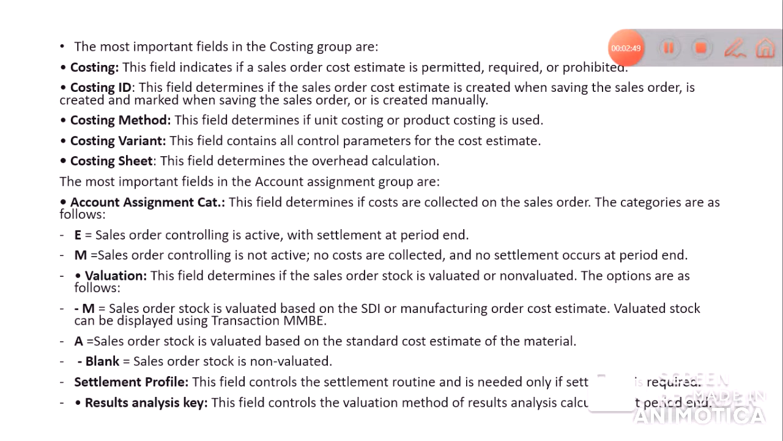The most important fields in the account assignment group are as follows. Account assignment category: this field determines if costs are collected on the sales order. E, sales order controlling is active with settlement at period end. M, sales order controlling is not active, no costs are collected and no settlement occurs at period end. Valuation: this field determines if the sales order stock is valuated or non-valuated. The options are as follows. M, sales order stock is valuated based on SDI or manufacturing order cost estimate. Valuated stock can be displayed using transaction MMBE. A, sales order stock is valuated based on the standard cost estimate of the material. If it is blank, sales order stock is non-valuated.